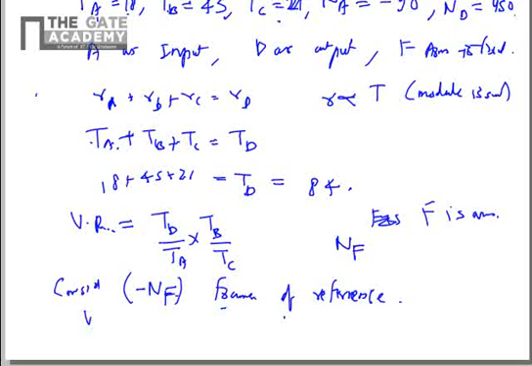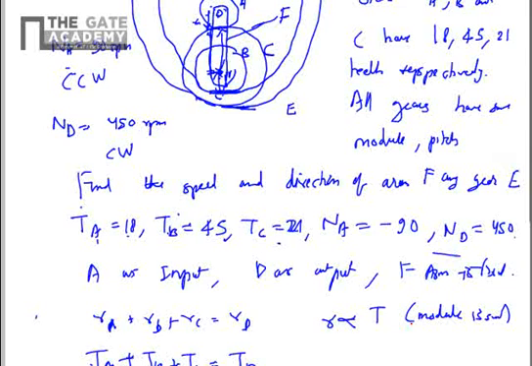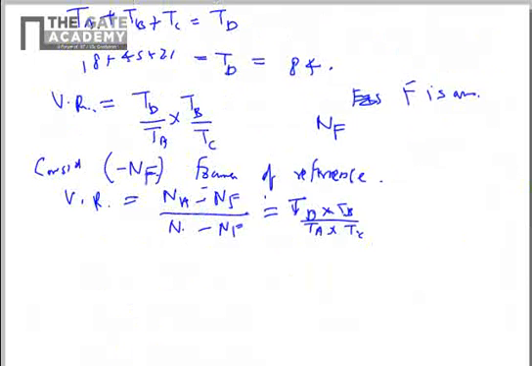With the minus NF frame of reference, the velocity ratio will be speed of driver, so driver is NA minus NF, divided by speed of driven. The speed of A will be NA minus NF, and the speed of D will be ND minus NF. And this will be equal to the velocity ratio, that is TD into TB by TA into TC. So in this equation we know TD, TB, TA, TC. We know NA and ND. These are provided quantities, so we can calculate NF.